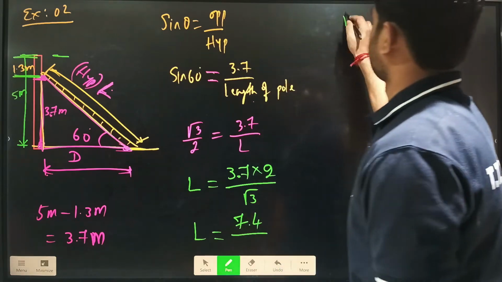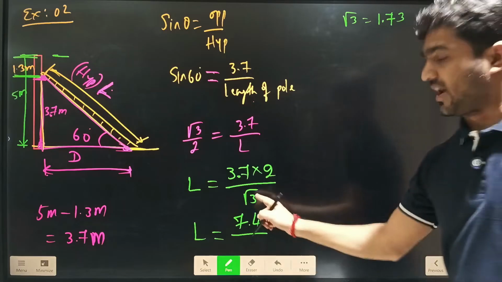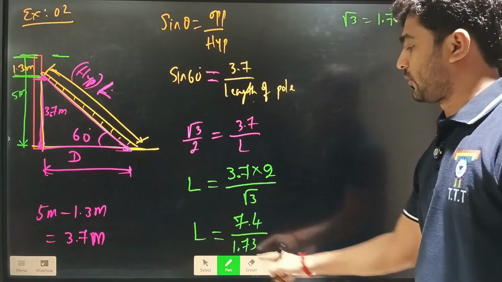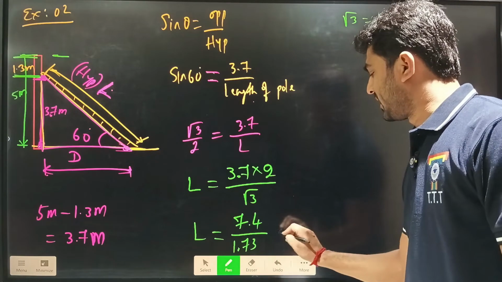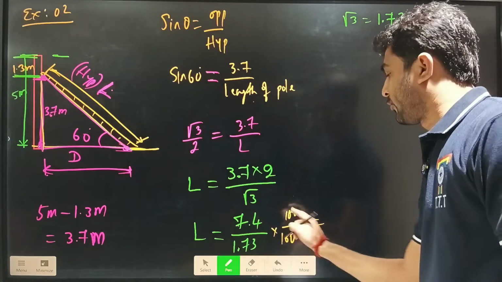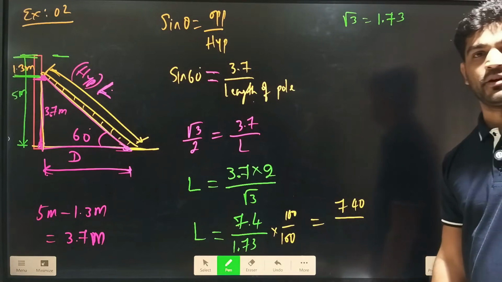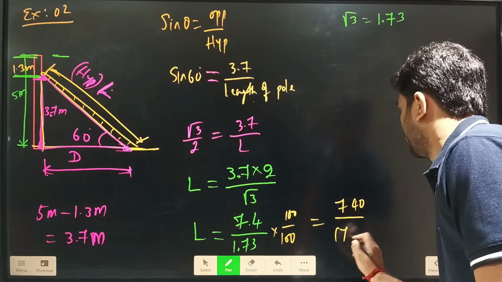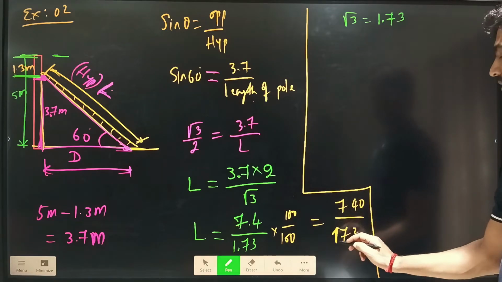So 7.4 divided by, see dear students, we know that root 3 is nothing but 1.73. The value of root 3 is 1.73. Okay, that is a standard value. Suppose if you are applying that, you again get 1.73. For a better way or simplification purpose, this is a fraction. Just multiply 100 on numerator, 100 on denominator. 1.73 into 100 is 173, and 7.4 into 100 is 740. Just for simplification, easy purpose. So you can divide more easily. Therefore, 740 by 173 is how much?